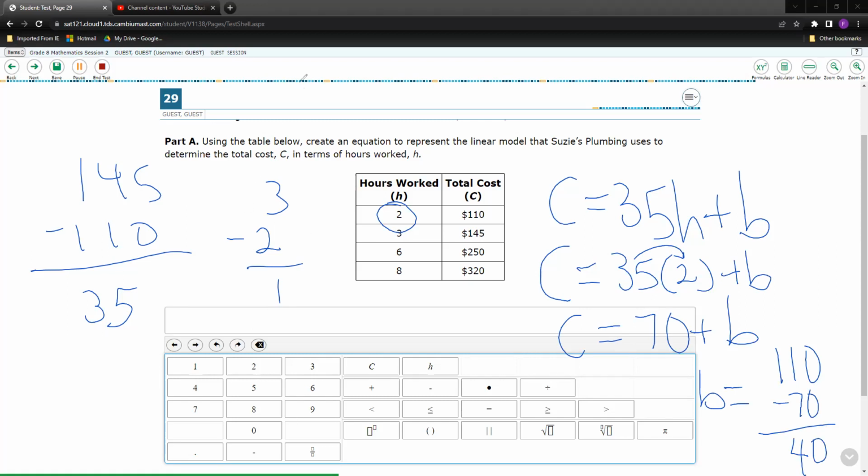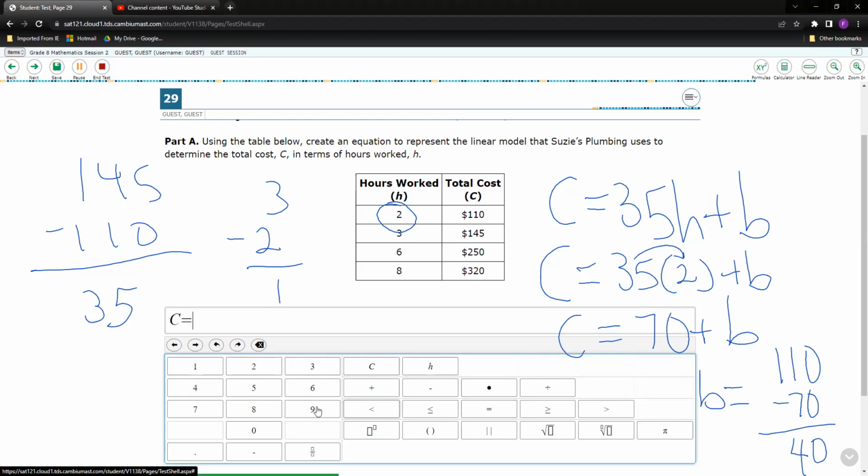So I am going to type here the whole equation. C equals 35H plus, where's the plus sign? Right there, 40. Let me make a mental calculation. 35 times 3 is 105, so to 145 is 40. That is correct.